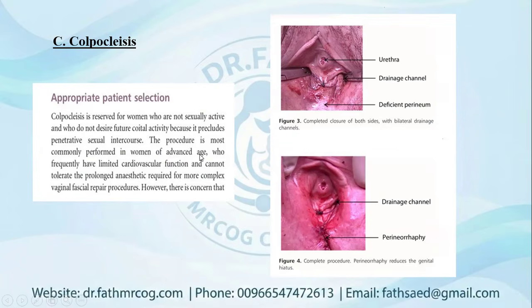And I tell you, most of the exam questions will tell you 80 years old, who frequently have limited cardiovascular function and cannot tolerate major surgery. I remember one exam question where they told you she had big cardiac problems, severe morbidity, so she also cannot go for colpocleisis. That time, use a ring. But if the patient has limited cardiovascular function, you will go for colpocleisis, and she has no desire for sexual activity.